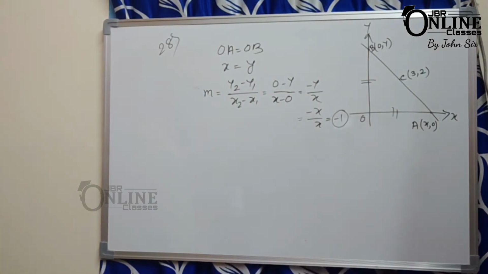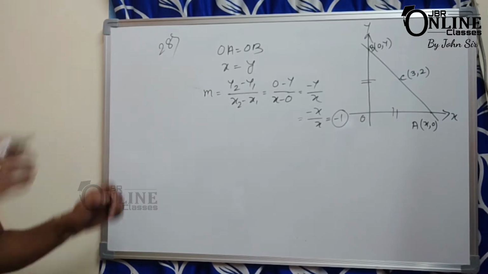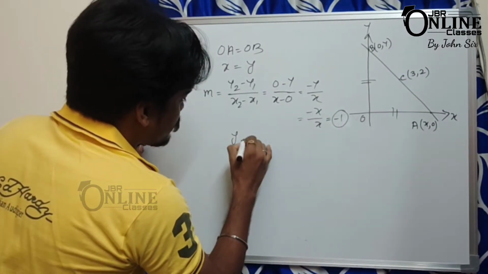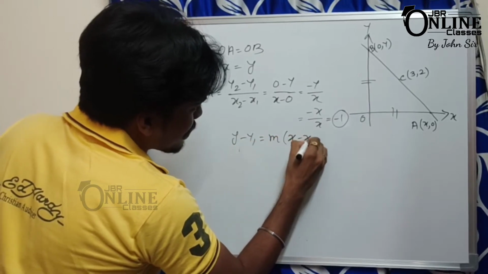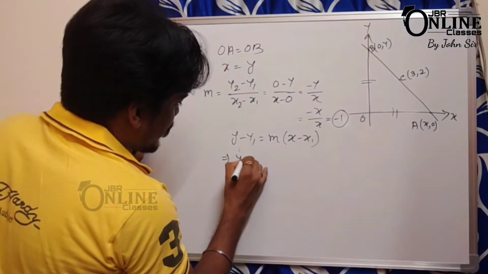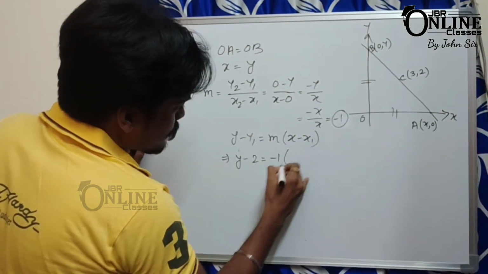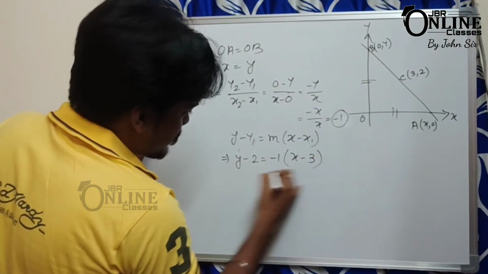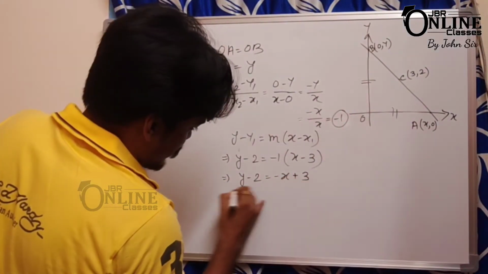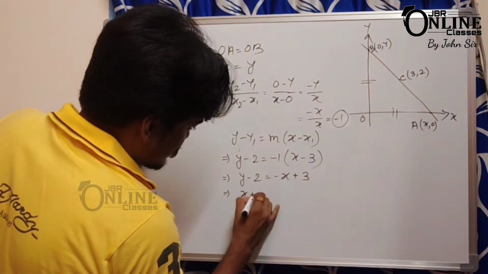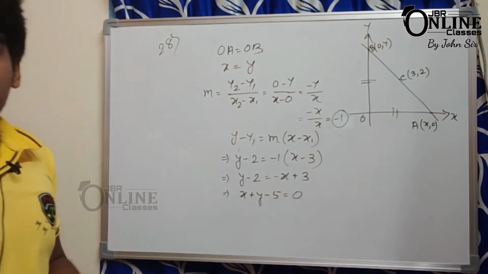Now next thing is you have to find out the equation of the straight line. So to find the equation of the straight line, just put down the formula y minus y1 equal to m into (x minus x1). So y minus y1, now y1 is 2, so it's y minus 2 equal to minus 1 into (x minus 3). So here the equation y minus 2 equal to minus x plus 3. So finally you will get x plus y minus 5 equal to 0. So that is the final answer.